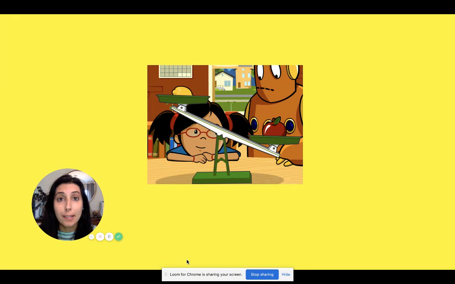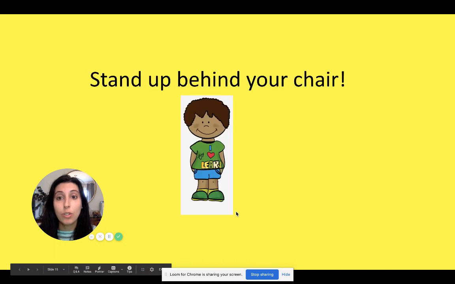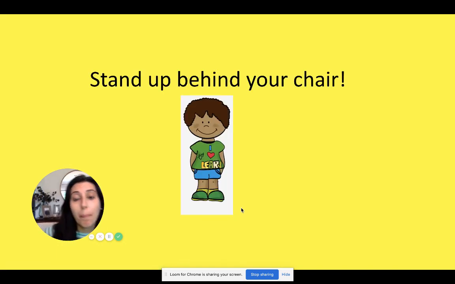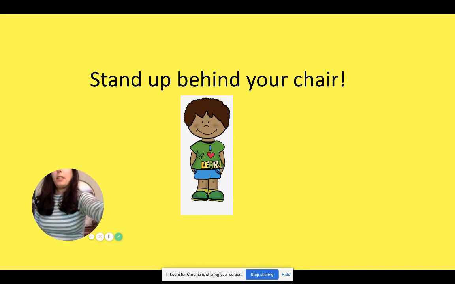Now, scientists, yes, I mean you, kindergarten scientists, we're going to do a little movement activity. I want you to stand up behind your chair. I'm going to do these movements with you. Push your chair in and stand right behind it. See, my chair is pushed in and I'm standing right behind it.